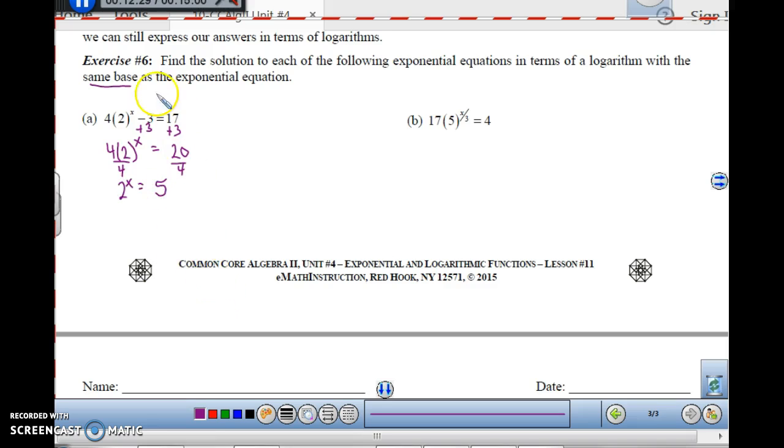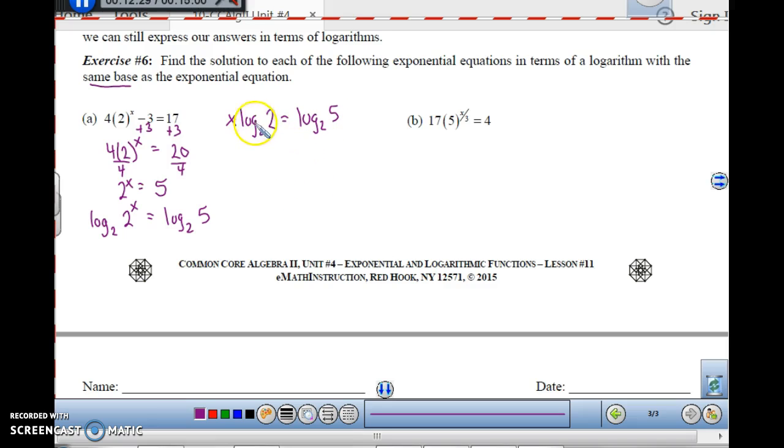Now, in terms of a logarithm with the same base as the exponential equation, instead of log to the base 10, it would be log to the base 2. So let's do that. Log to the base 2 of 2 to the x is equal to log to the base 2 of 5. I can do that because I'm doing the same thing to both sides of the equation. Now, we follow our exponent rule, so the exponent of x goes out in front. So x log base 2 of 2 is equal to log to the base 2 of 5.